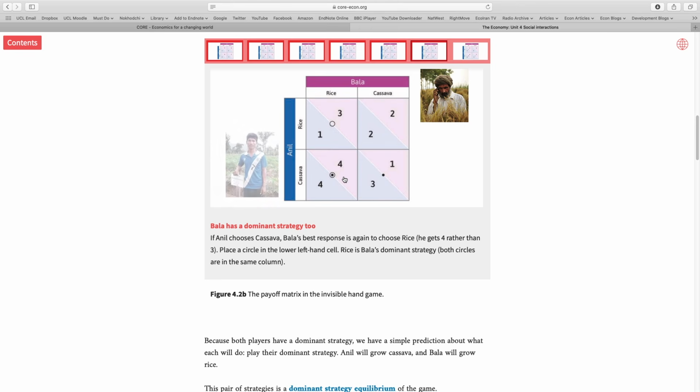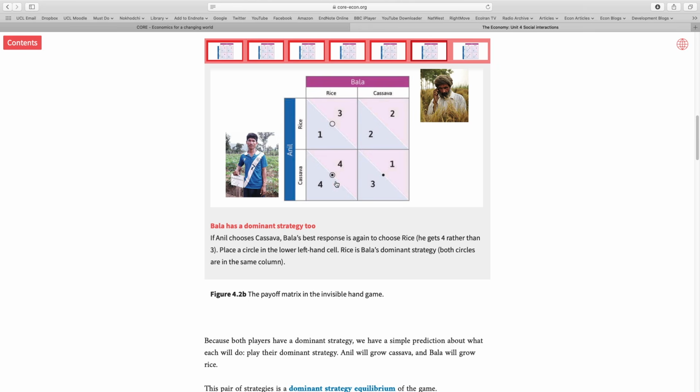Now, let's get out of Bala's head and look at the game from the perspective of an outsider. We realize that both of the players have a dominant strategy. Bala is going to produce rice no matter what Anil does, and Anil is going to produce cassava no matter what Bala does. We also realize that we have one Nash equilibrium in this game.